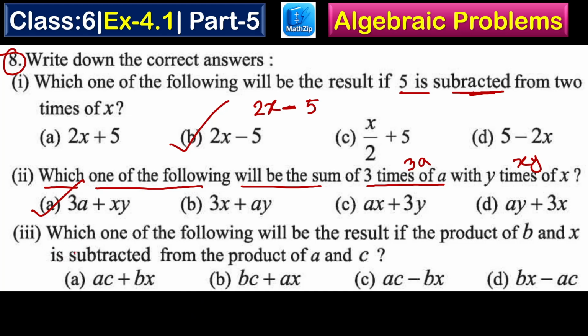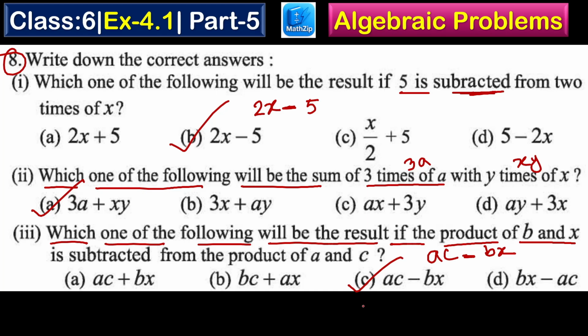Last question of this chapter. Which one of the following will be the result if the product of b and x, which means bx, is subtracted from the product of a and c? A and c means ac. So the result will be ac minus bx. Where is ac minus bx? This is option C. And this is the end part of this video.